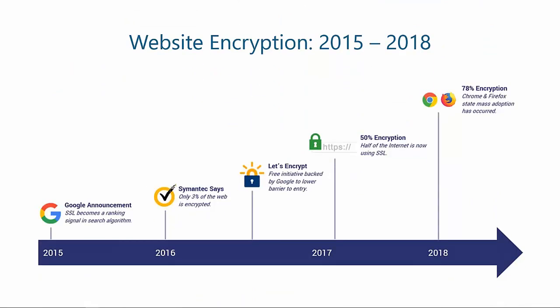So over the last few years, SSLs have been gaining popularity. Chrome and Google have been really pushing for that. In the past, only a handful, 3% back in 2016, were encrypted. Then they started initiating a lot of changes to the way that websites are displayed. And as of 2018, Chrome and Firefox report that most, 78% of websites, are secured and are loaded through HTTPS.